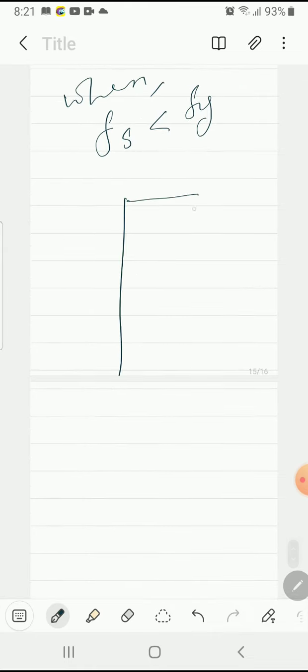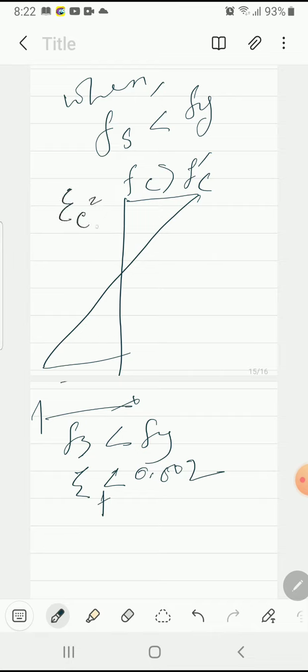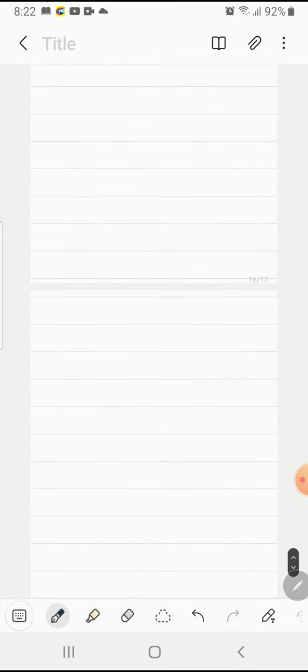that is, this is fc greater than f prime c, and this fs is less than fy. Epsilon t less than 0.002. Okay, and epsilon c greater than 0.003. This condition is called over reinforced behavior, over reinforced failure condition of beam.